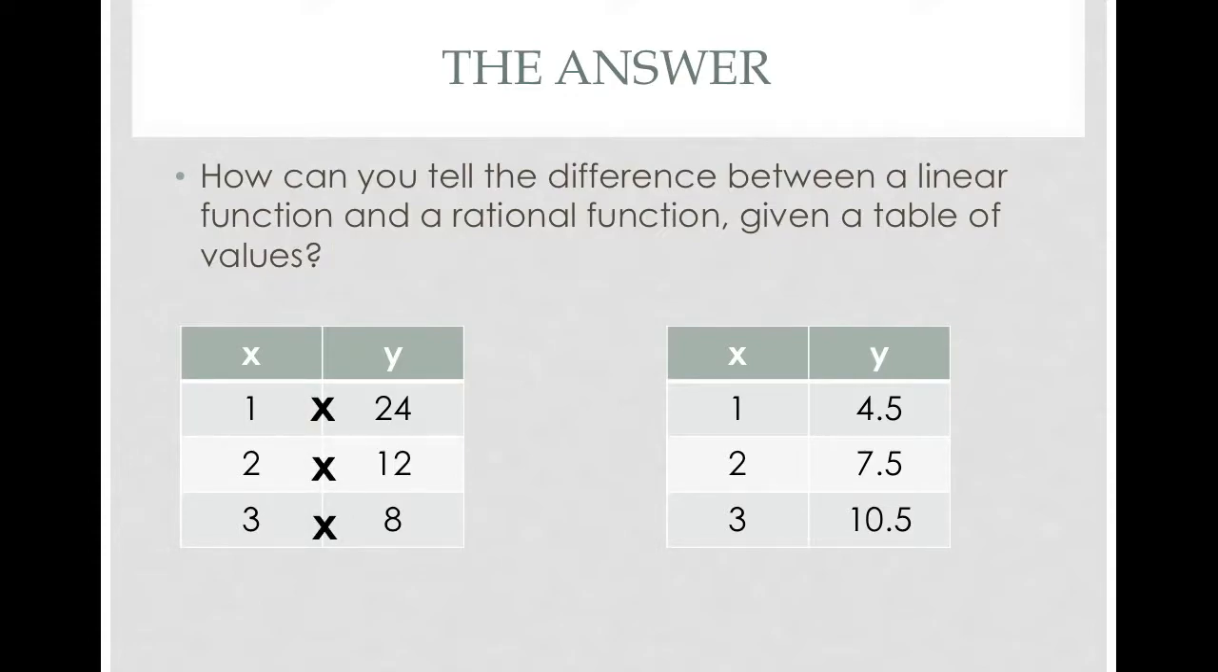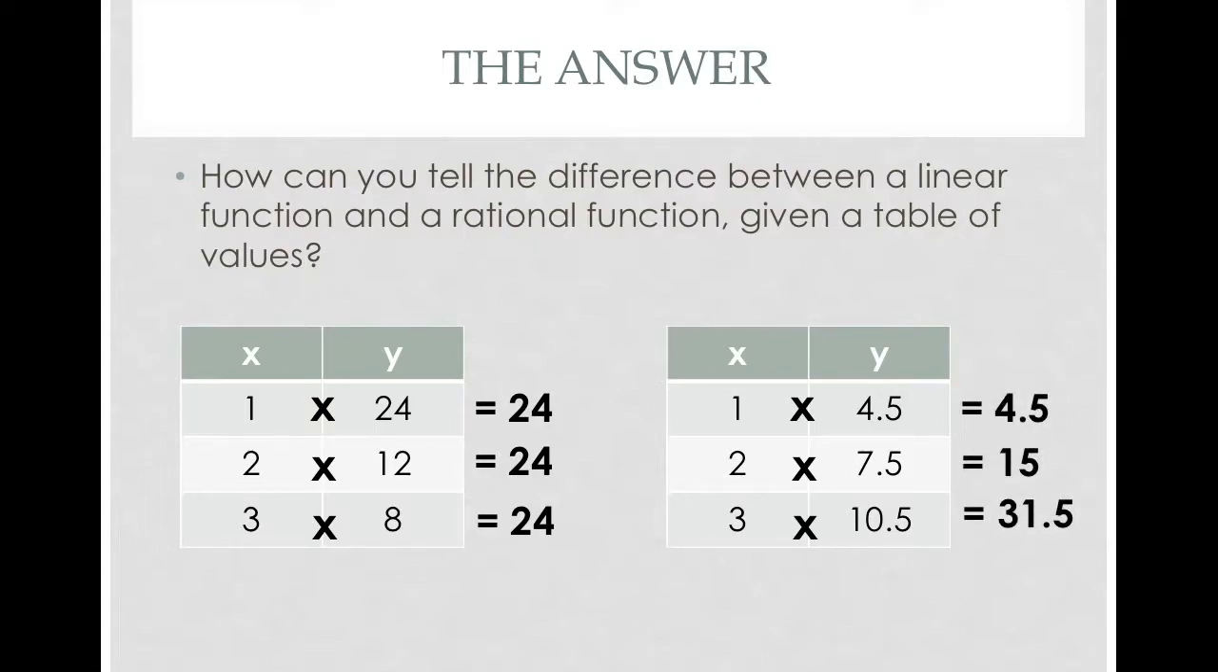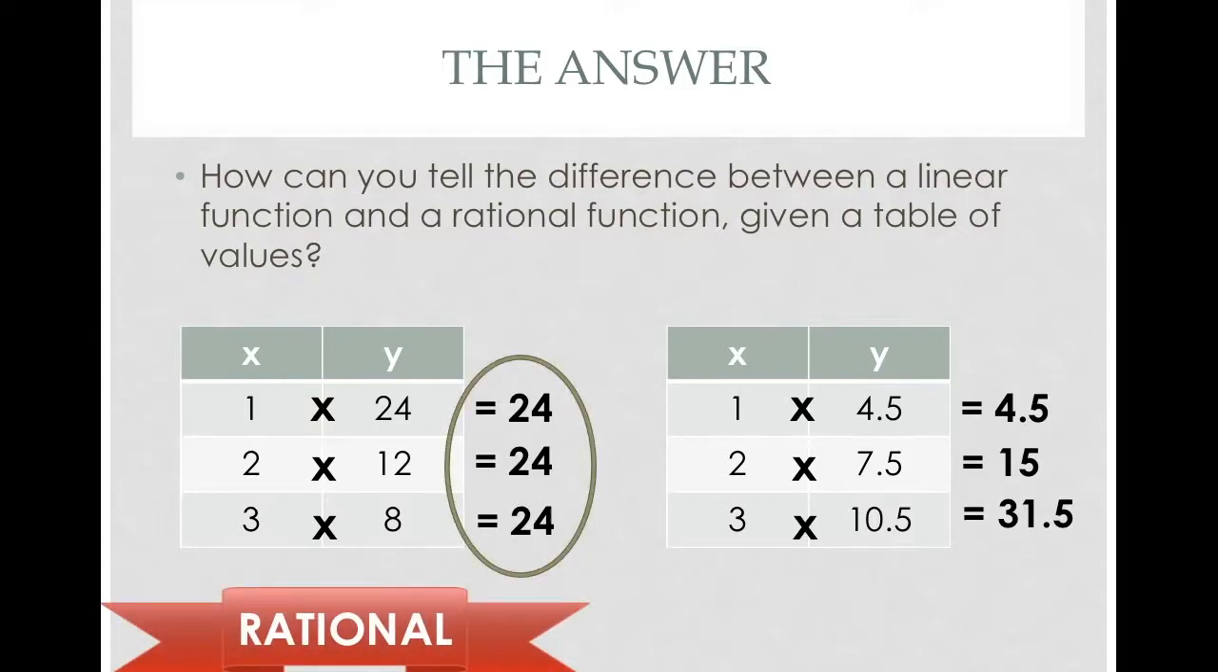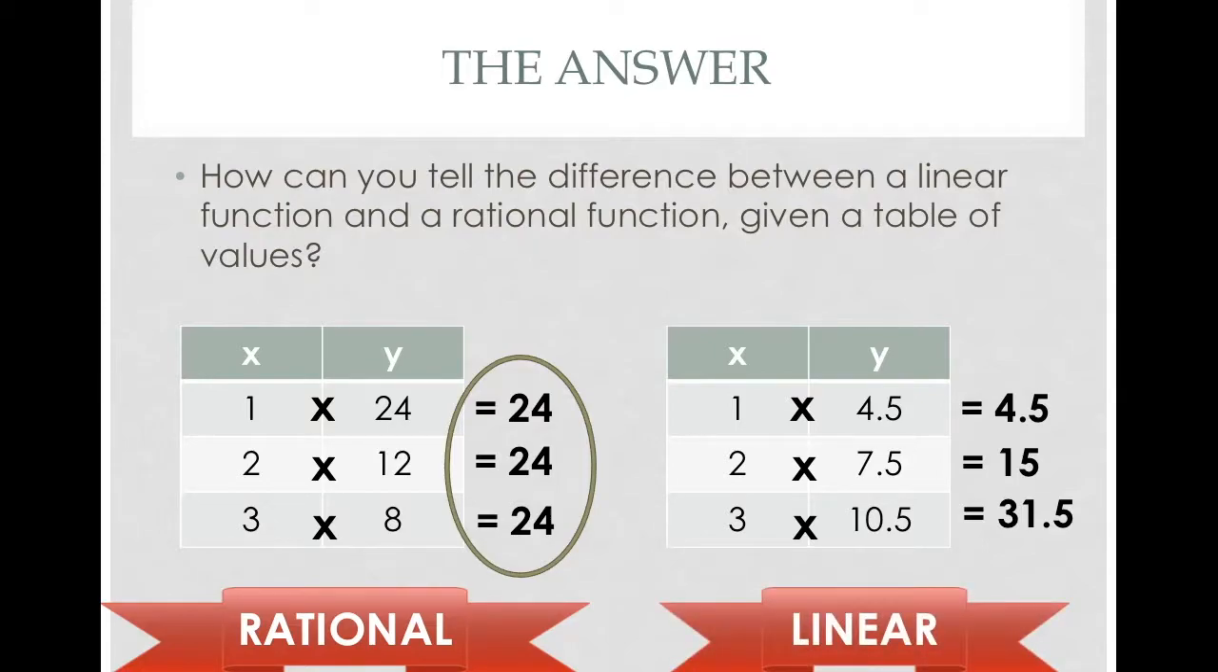I multiplied the x and the y of each coordinate, and I noticed that they gave me the same product if it was a rational function. So I'm going to do the same thing here on both these tables of values. In the first table, when I multiply my x and y coordinates together, I get 24 for each of my coordinates. But on this other one, I do not get the same answers. I get 4.5, 15, 31.5. They're not the same. These 24s indicate that this is a rational function, whereas this is a linear function.